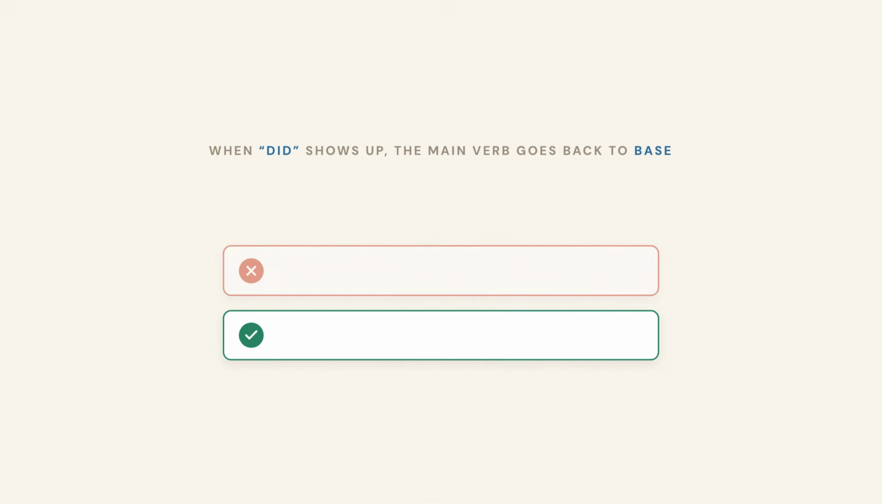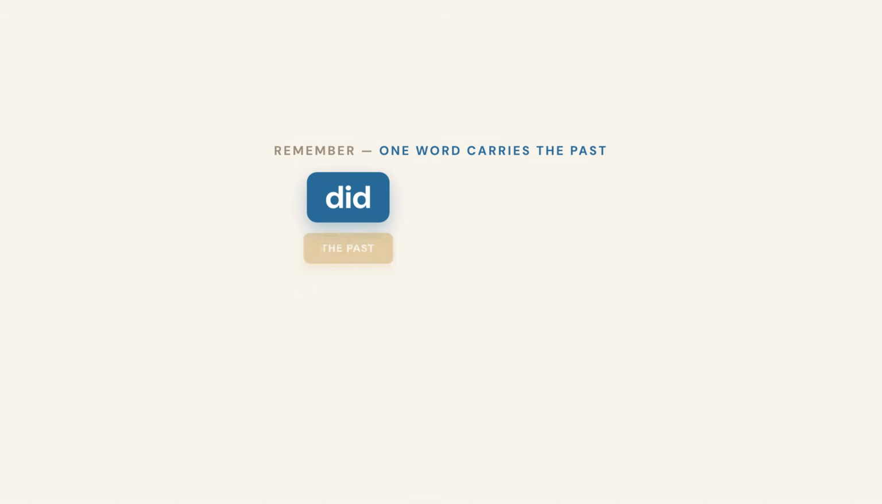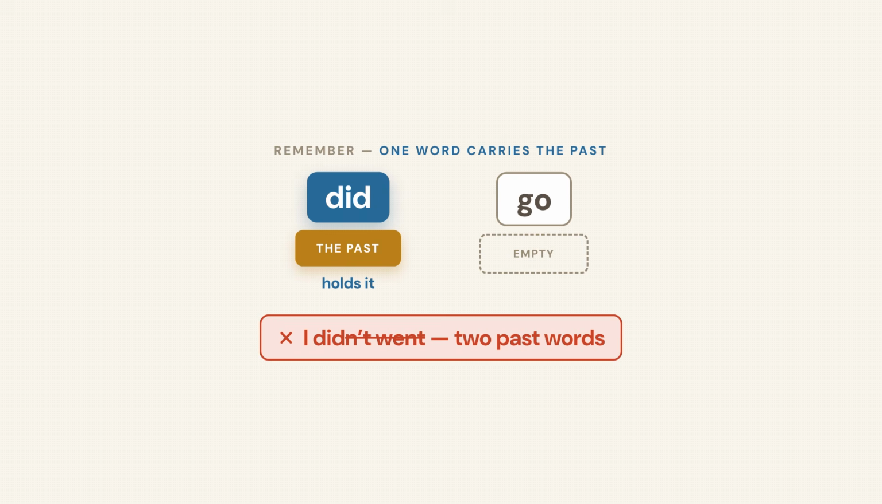Watch. The past of go is went, but you do not say I didn't went. You say I didn't go. Remember our one idea? One word carries the past. Here, did is already carrying it. Did is the past of do, so the main verb doesn't need to carry it too. Two past words would be double past, so the verb relaxes right back to go.